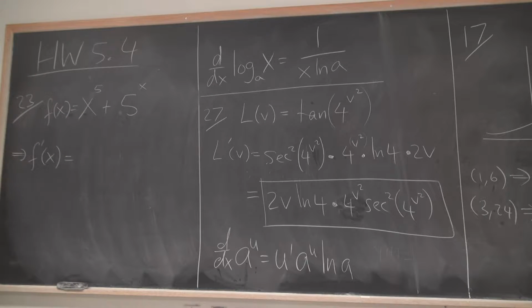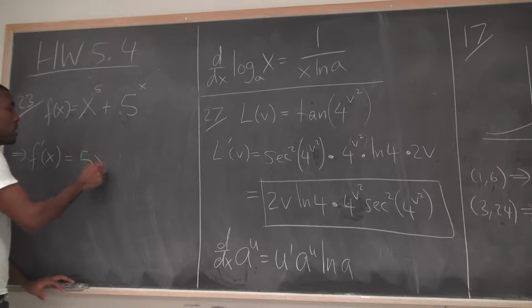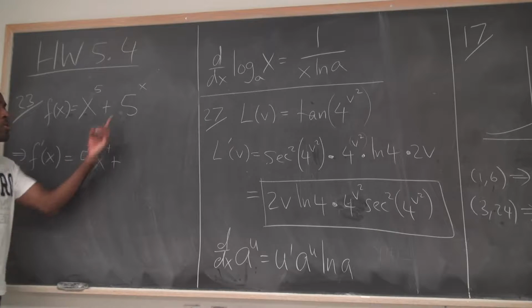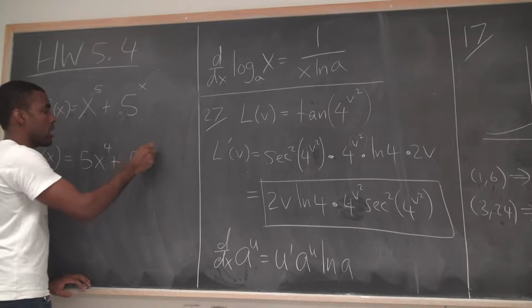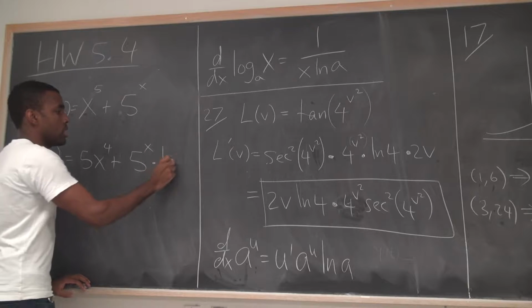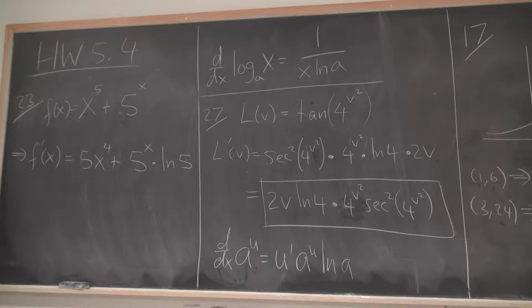So this is just your old power rule. So this is 5x to the 4th plus, this guy we think of as a to the x, where our a is 5. And we know the derivative of a to the x. It is a to the x times ln of a, which in this case is 5. And that's pretty much it.